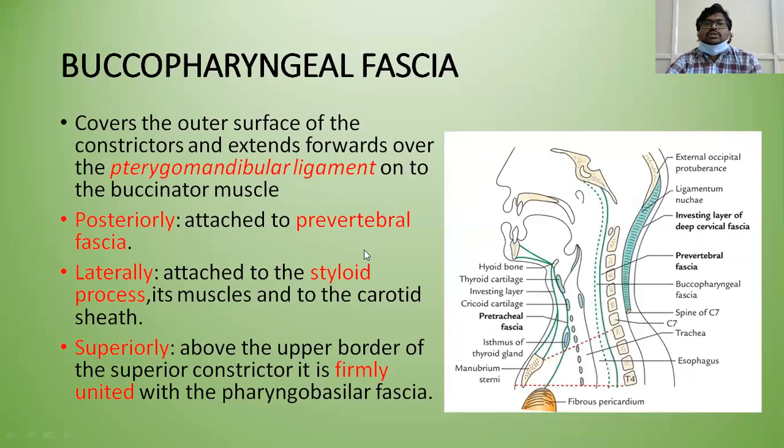Now coming finally to the buccopharyngeal fascia, there is the outermost layer. It covers the outer surface of the constrictor and it extends forwards up to the pterygomandibular ligament. Posteriorly, it is attached to the prevertebral fascia. Laterally, it is attached to the styloid process. Superiorly, above the upper part of the superior constrictor, it combines with the pharyngobasilar fascia.